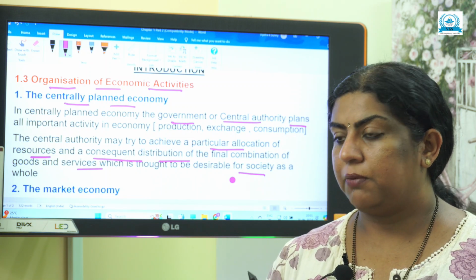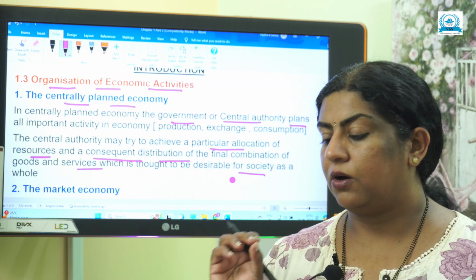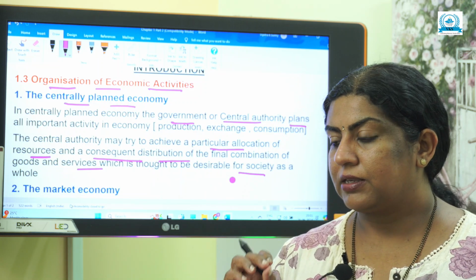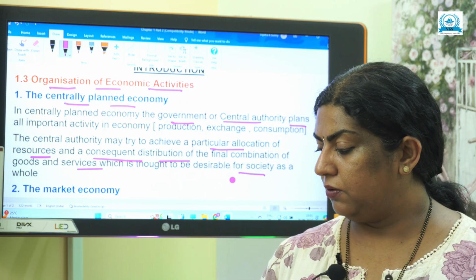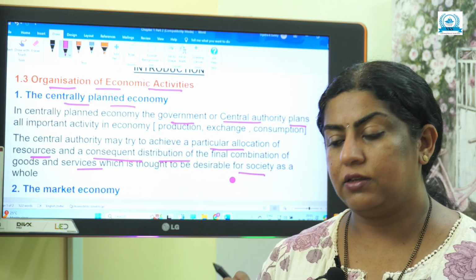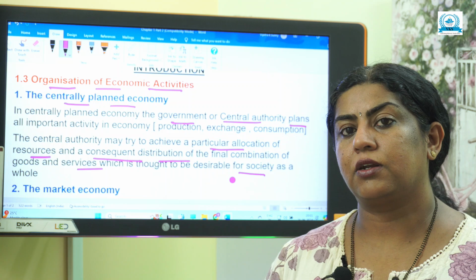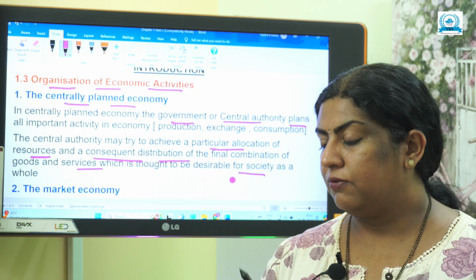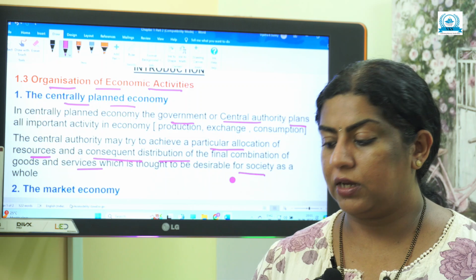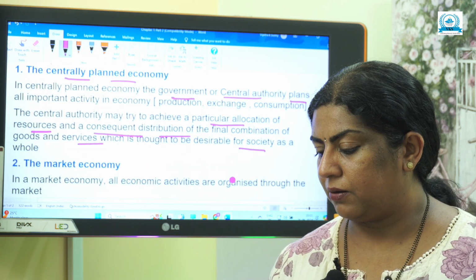So in a centrally planned economy, the government or central authority plans all important activities. The central authority may try to achieve a particular allocation of resources and a consequent distribution of the final combination of goods and services which is thought to be desirable for the society as a whole. So that is the centrally planned economy.